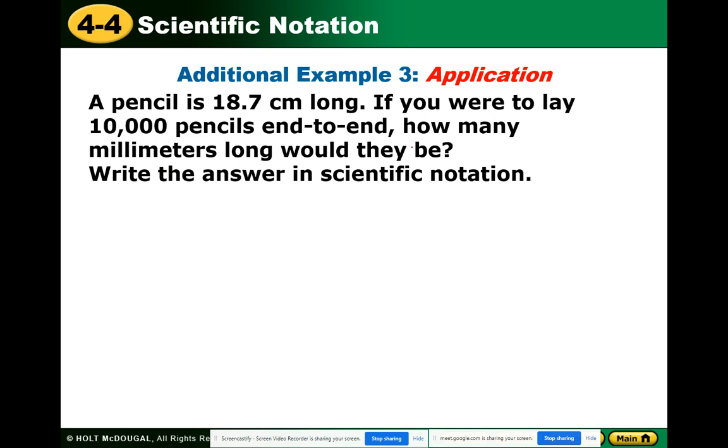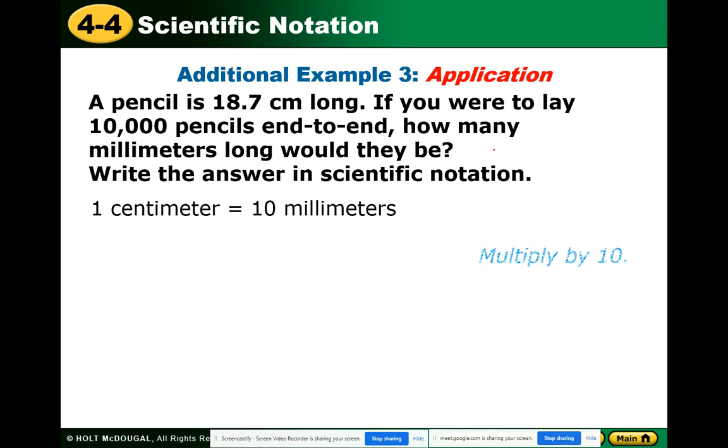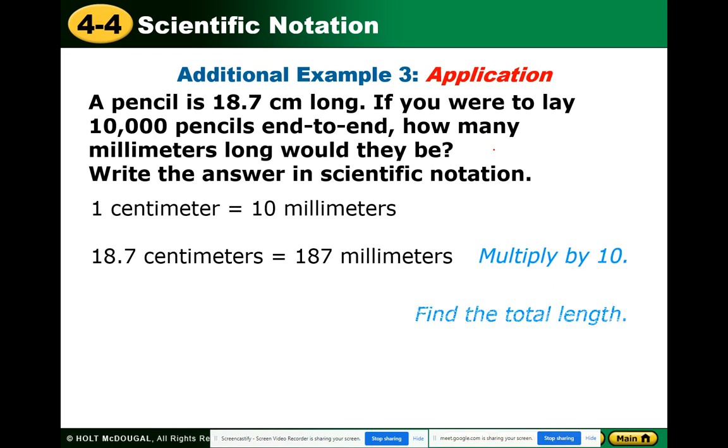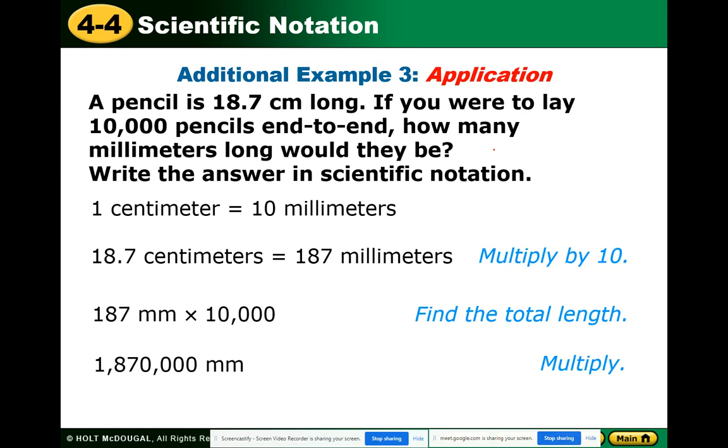Now, a pencil is 18.7 centimeters long. If you were to lay 10,000 pencils end to end, how many millimeters long would that be? Write the answer in scientific notation. All right. So they're going to have you do the math first to make the number big. Okay. So here's the big number that we're working with. I didn't make you do the math to make the number big.